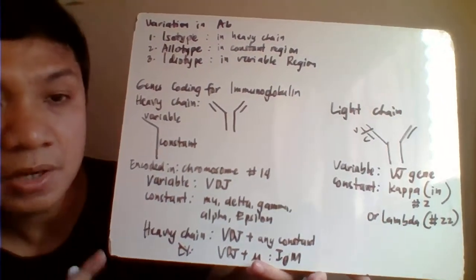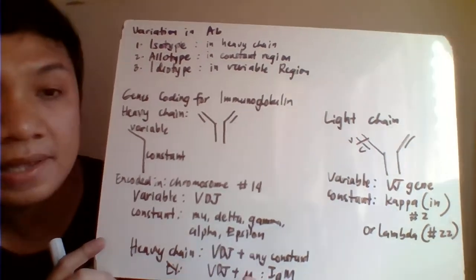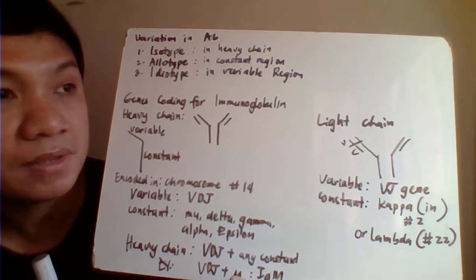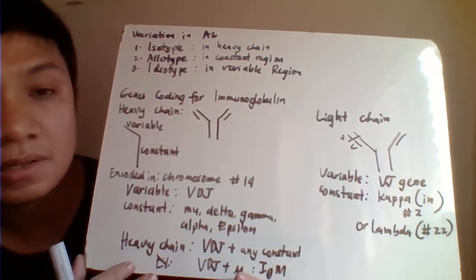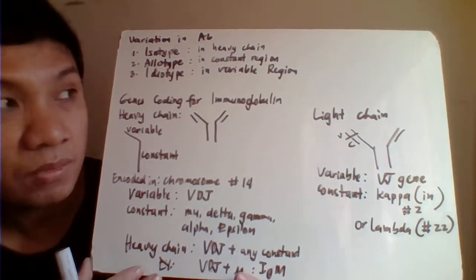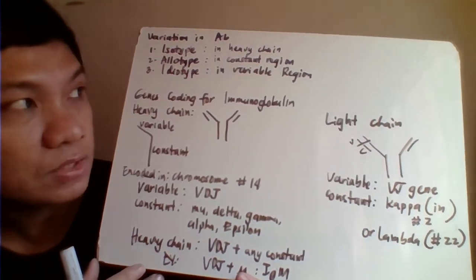Okay, we have here the terms for the variation of our antibody. So we have your isotype. Isotype here would be the variation of your antibody in terms of the heavy chain. We have also the allotype. That's the variation of your antibody in terms of their constant region. And we have also your idiotype. It's the variation of your antibody based on the variable region.